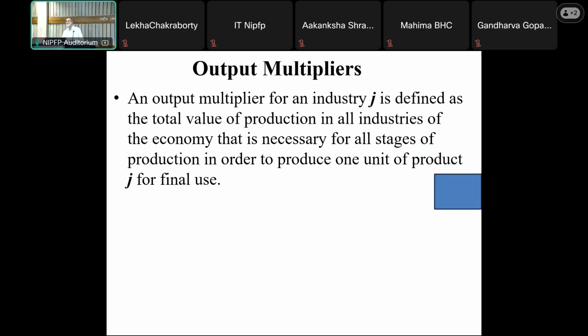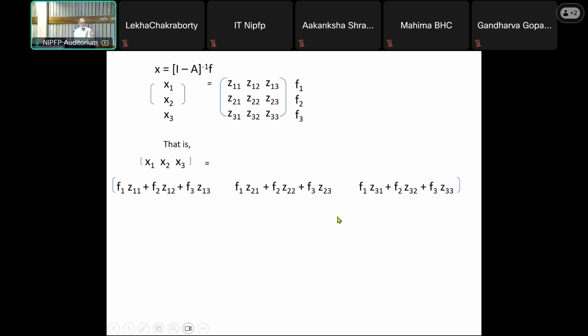From the input output table, please recall the equation which I said, X is equal to (I minus A) inverse F, where X is the output vector. If you break it down, you have X1, X2, X3, and this Z matrix, with Z elements being the elements of the (I minus A) inverse. If you break it down further, X1, X2, X3 will be as they are shown there.